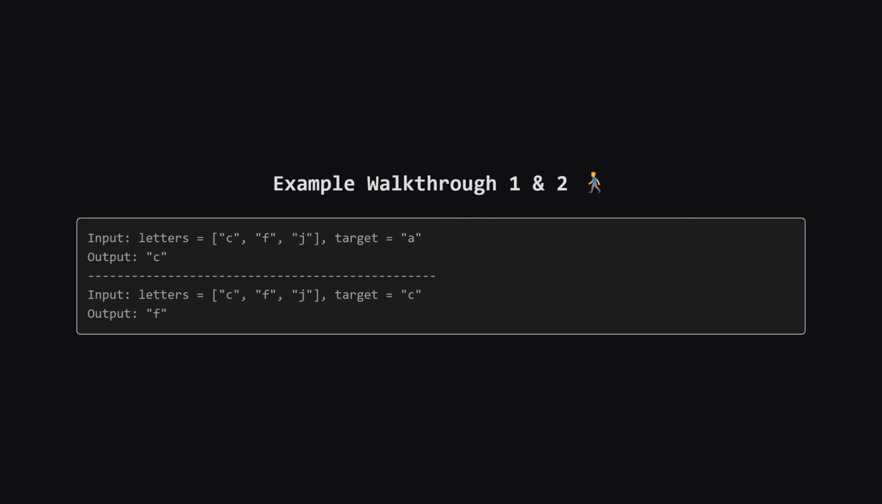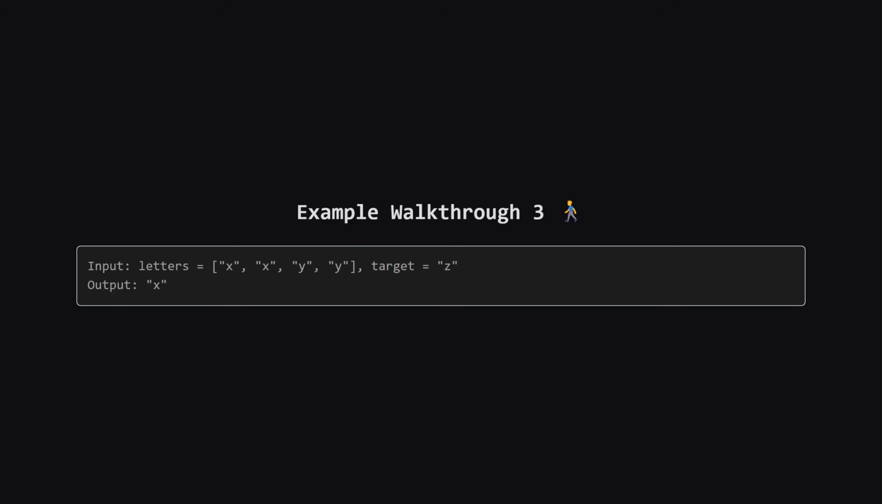Let's look at a couple of examples to make this concrete. In the first case, our list has C, F, and J, and our target is A. We scan the list. Is C bigger than A? Yes, it is. Since the list is sorted, C must be the smallest letter bigger than A, so we return C. In the second example, the target is C. We look at the list. Is the first item C strictly greater than our target C? No, they are equal, so we move to the next one. Is F greater than C? Yes, so F is our answer.